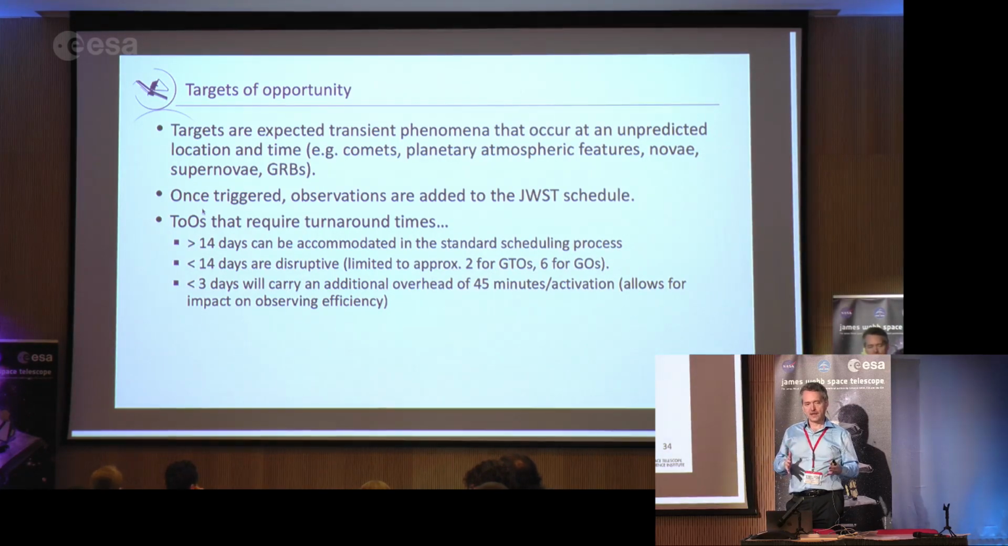There's different levels of pain involved with us handling targets of opportunity. If you say, oh, something's happening, but I can give you 2 weeks notice, more than 2 weeks notice, it's really not a big deal. If it's less than 2 weeks, it's a little bit disruptive, so we're going to limit the number of those in cycle 1. The GTOs are allowed to do 2 of those, and the GOs are allowed to do 6. And if it's less than 3 days, and we really can't do less than 1 day, at least not in cycle 1, then there'll be a little extra overhead attached to your program. But frankly, I wouldn't worry about that.